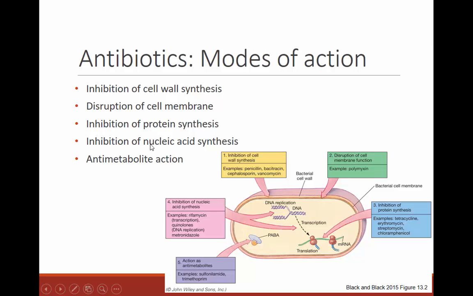replicating. If you inhibit nucleic acid synthesis, so if you stop their genetic material being replicated, then the whole cell can't replicate. And if you have an anti-metabolite in there as well, that just means that you put in something extra, and so when the cell is replicating its DNA, the anti-metabolite goes in there as well and stops the proper replication of DNA. So it's a nonsense DNA, so therefore it can't replicate.